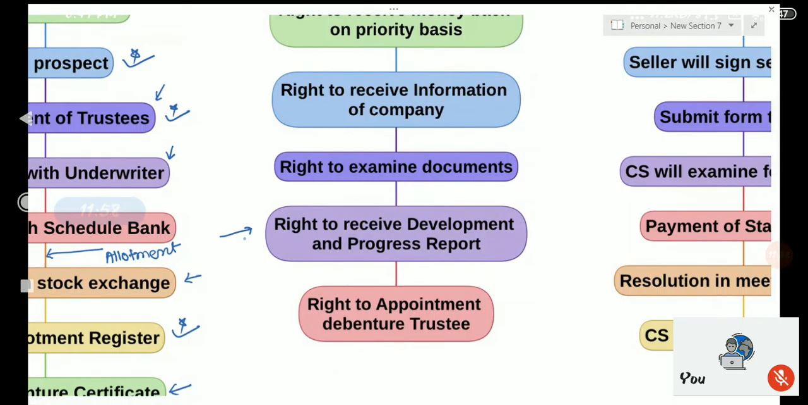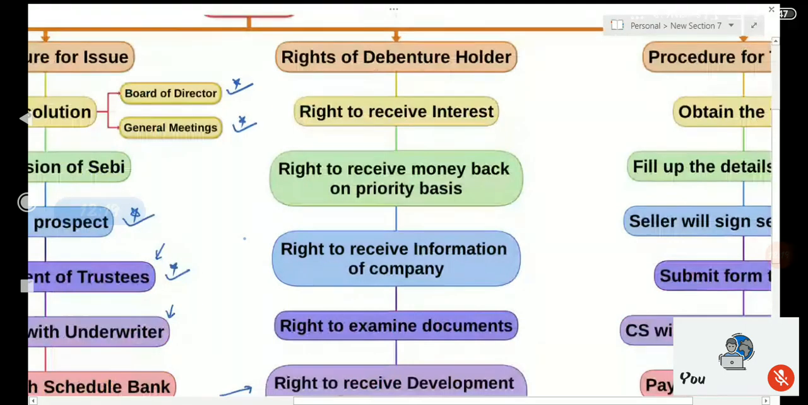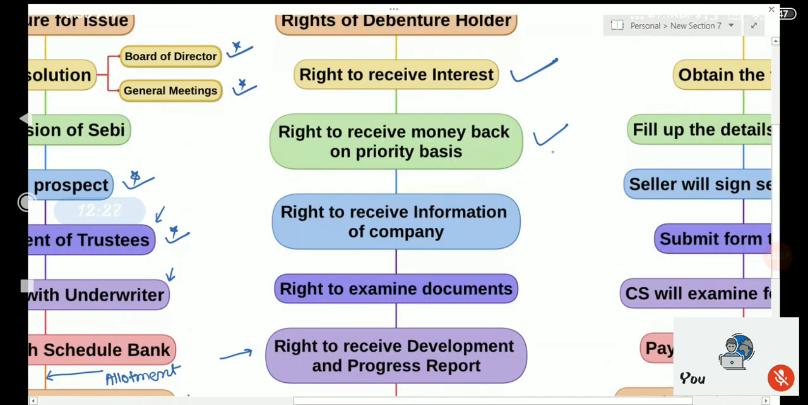Then debenture trustees are also one of its stakeholders, and in that particular case, the company has to provide a development and progress report. Basically, we can divide the rights of a debenture holder into two parts. One is to get return, which means they are able to receive interest, they need to get money back. So this is about return.